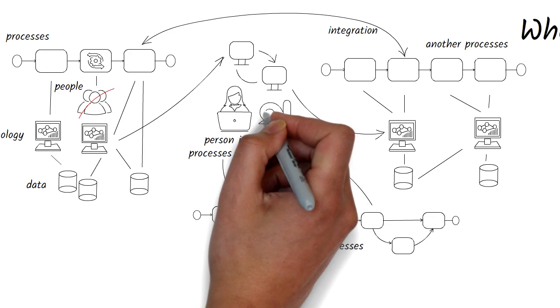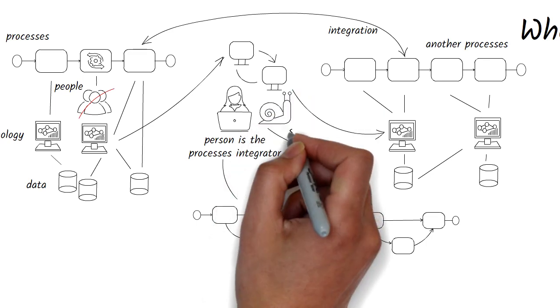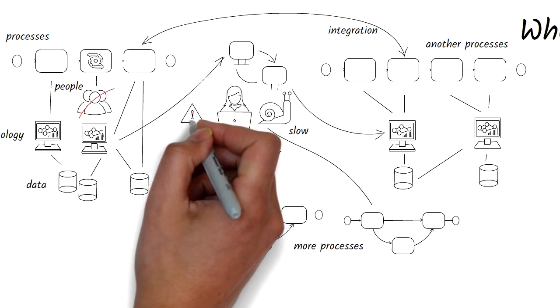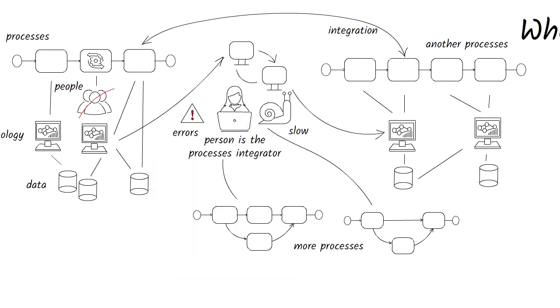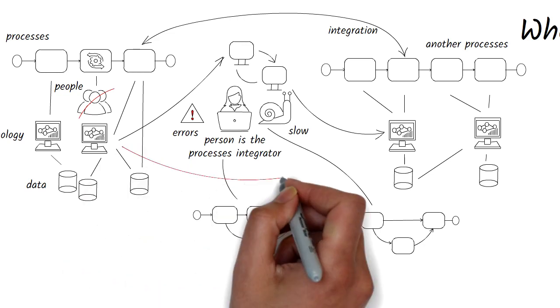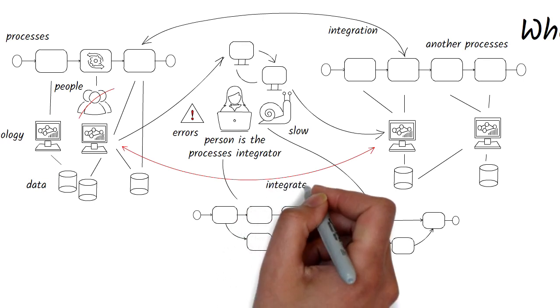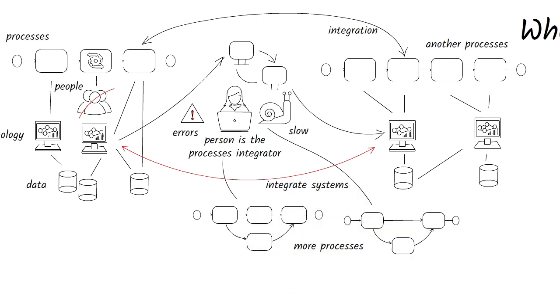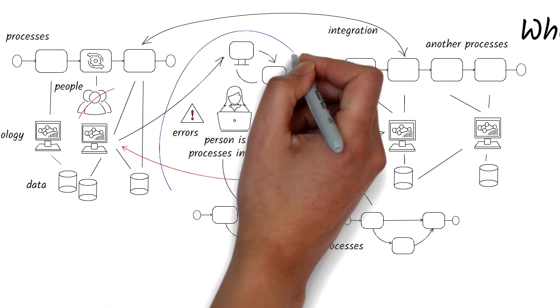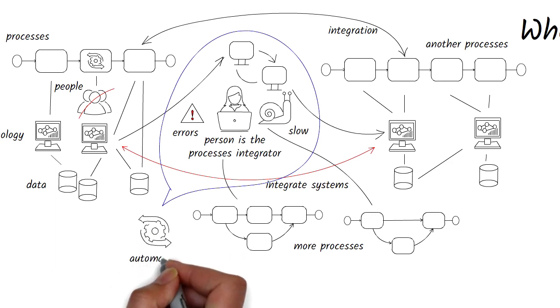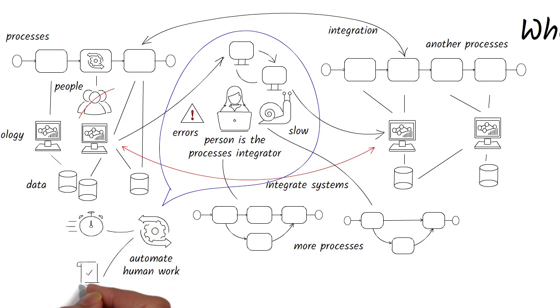But the integration only works as fast as the humans can transfer information from one process to another. Humans get tired and often make mistakes, resulting in poor outcomes. Another approach would be to integrate the applications themselves, but this turns out to be much harder and more expensive and could take months. What if we could take the easiest way to integrate processes, which is human-based, and automate it with systems? That'll reduce both the process execution time and errors.